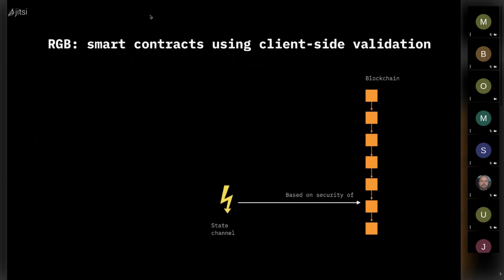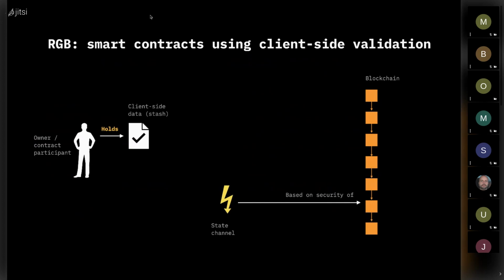And RGB, as smart contracts using client-side validation, can be layered on top of two systems, blockchain or state channels. And state channels are always based on the security of blockchain. With RGB, you have an owner or contract participant who holds certain client-side data, which we call stash in RGB. And he verifies proofs coming from the stash against either blockchain or state channel, which is again verified against blockchain. So the whole security model of client-side validation is based on the security model of blockchain, as much as the security model of state channels is also based on the security of blockchain.